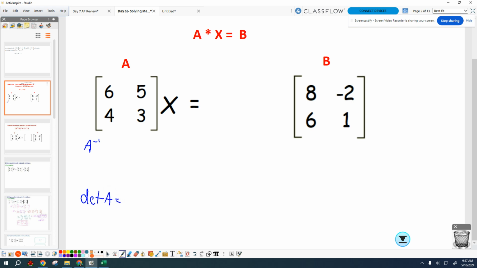So is it 4 times 5 minus 6 times 3, or is it the other way around? It's the other way. 6 times 3 minus 4 times 5. It's negative 2. The other way. And then, Fernando says the inverse is negative 1 over the determinant. And then, flippy floppy, swippy swappy.